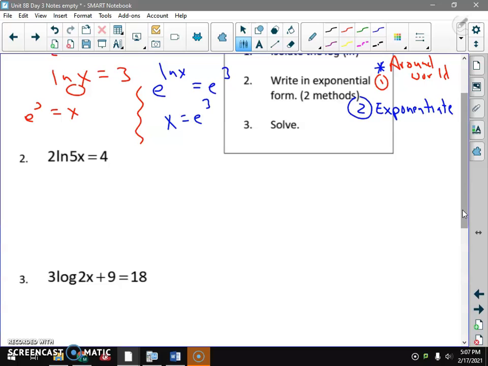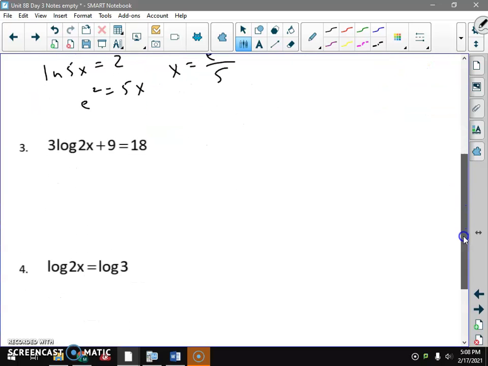Isolate the exponential. Divide by 2. ln of 5x equals 2. I'm going to rewrite it exponentially. You could have exponentiated, whatever you feel comfortable with. e to the second equals 5x. So x equals e squared over 5. I didn't do any of these decimals because that's a great answer.